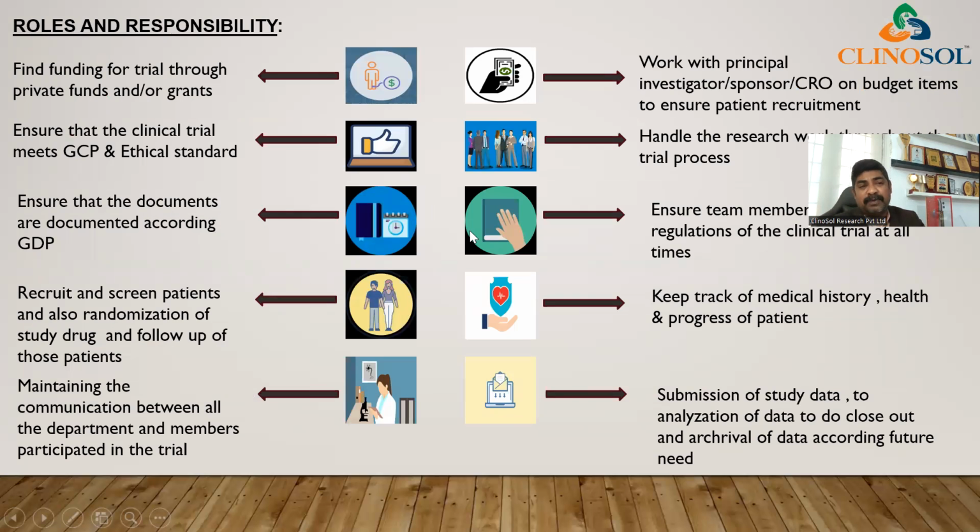Now, what are the possible roles and responsibilities of a clinical research coordinator? On the picture, this is how it looks. The first one is to find funding for the trials through private funds or through grants. So he's the one who finds the funding and grants for the conduct of clinical trials or clinical research. He ensures that the clinical trial meets GCP and ethical standards and the Declaration of Helsinki. Whether the clinical trial which is designed and which you are going to conduct is as per the Declaration of Helsinki, GCP, and ethical standards or not, he is the one who has to ensure it.